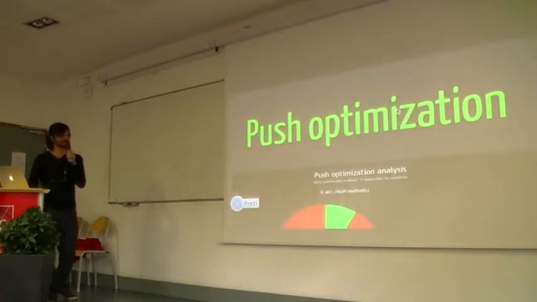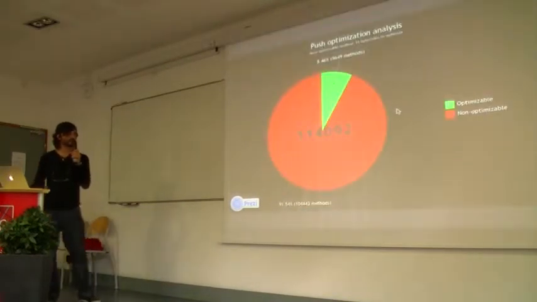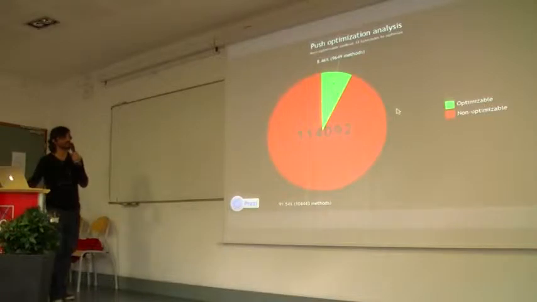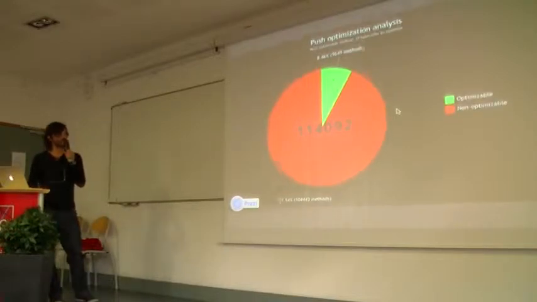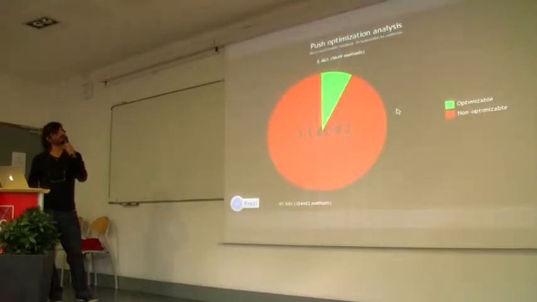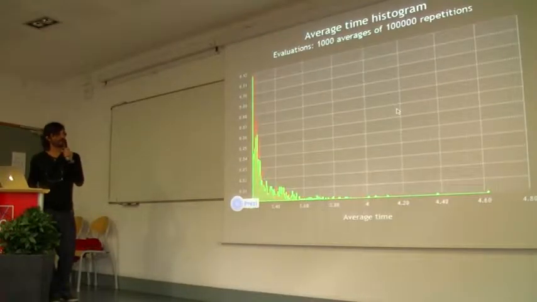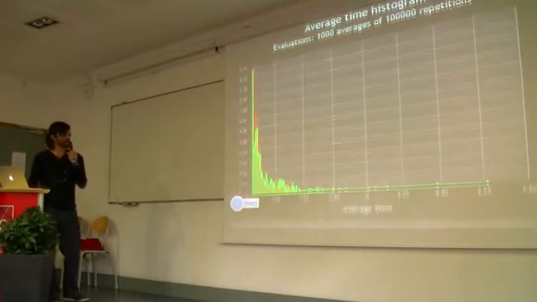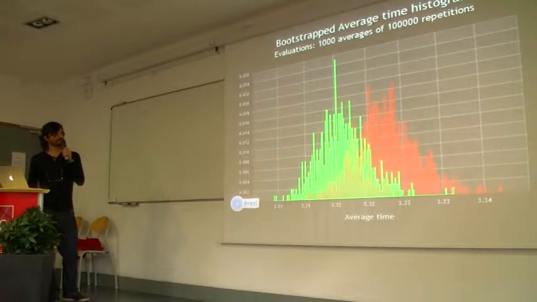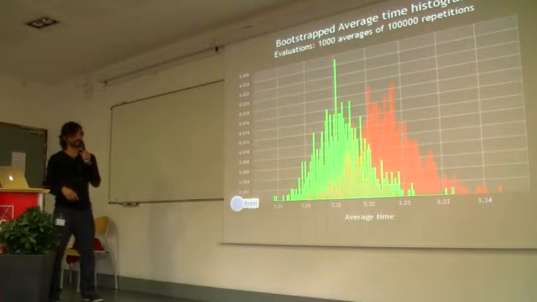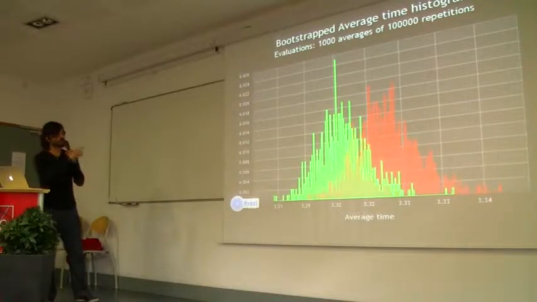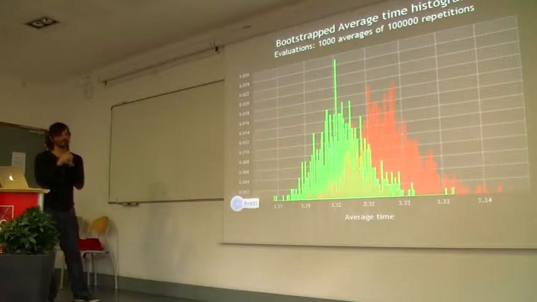Well, we have the same results for push optimization. In this case, almost 9% of the methods were optimizable, and the most optimizable one contains 11 push bytecodes to be changed. Here, the overlapping is more notable, but running the bootstrapping again, we can see that there is a difference, even though these optimizations seem to be less significant than the previous one.